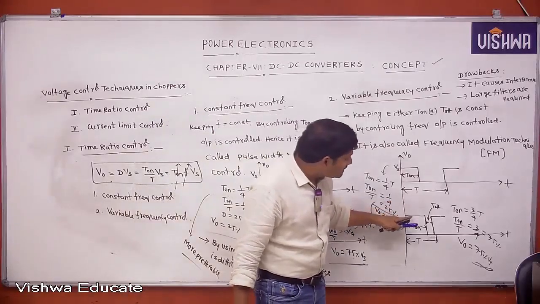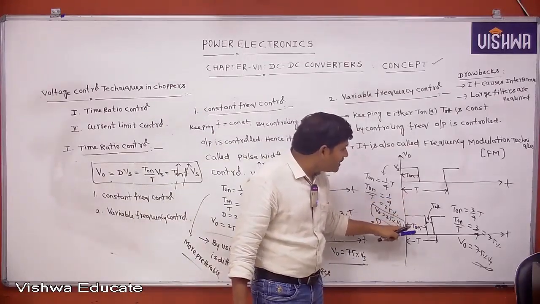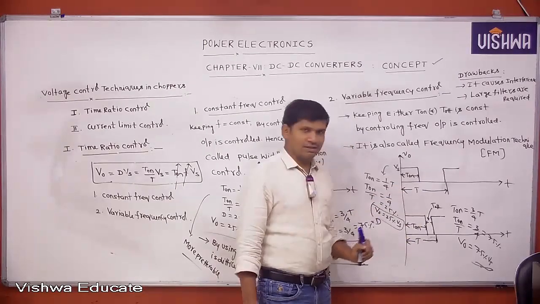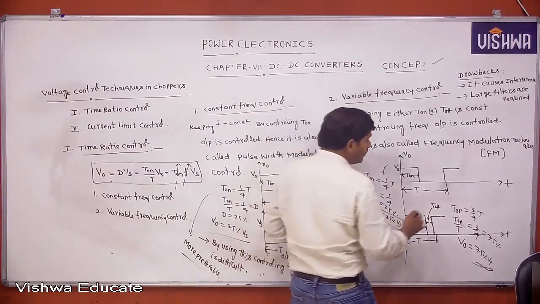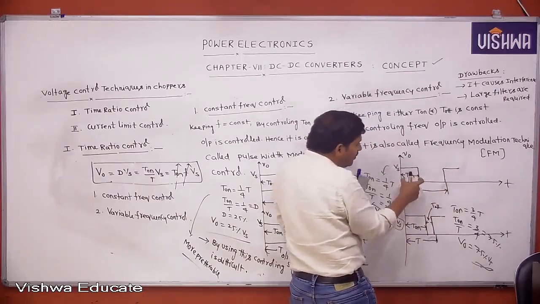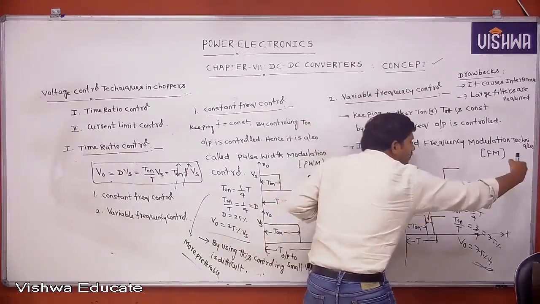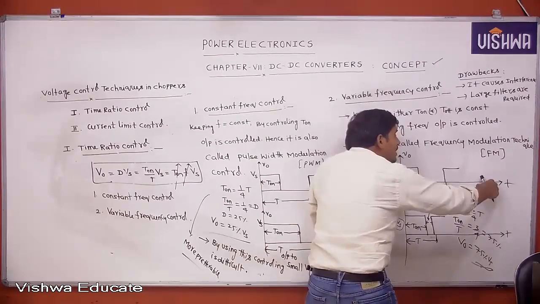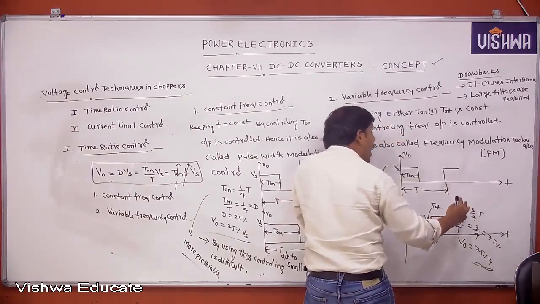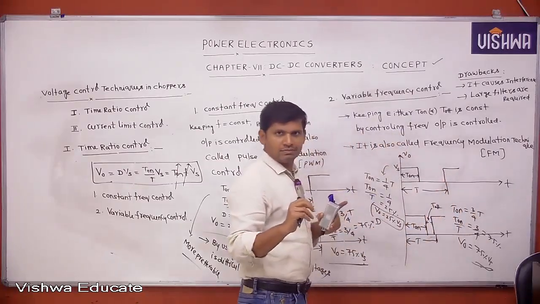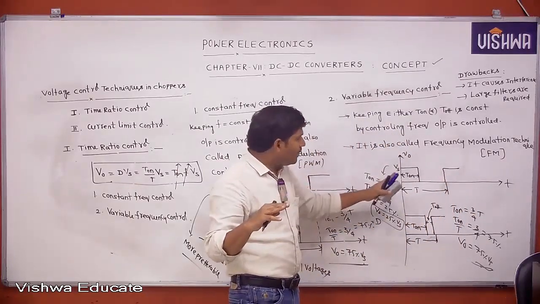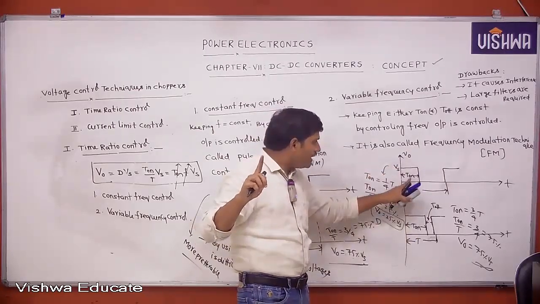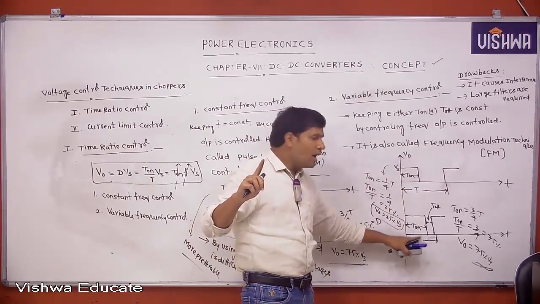I am giving this example by maintaining T on constant. Now we can increase the off time here. Keeping T on constant, we can increase the off time. Off time increasing means the time period increases and frequency changes. Then automatically the output voltage also changes. That is another way, where maintaining T on constant, T off is variable. But here I gave only one example.